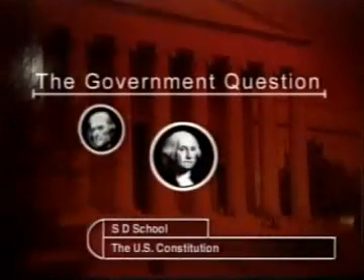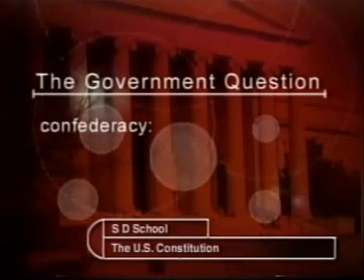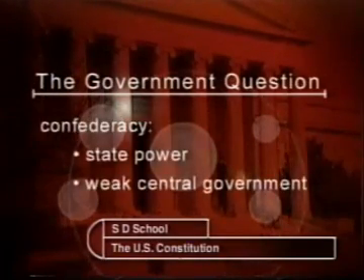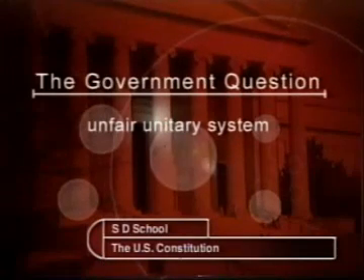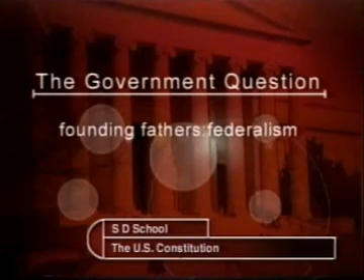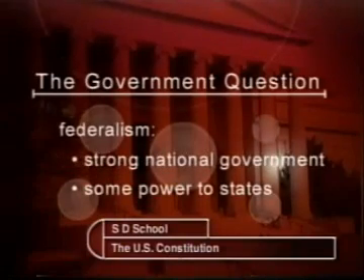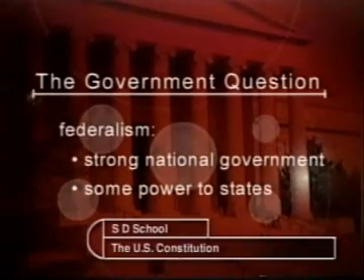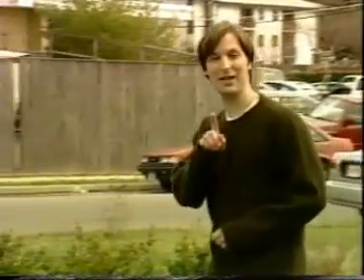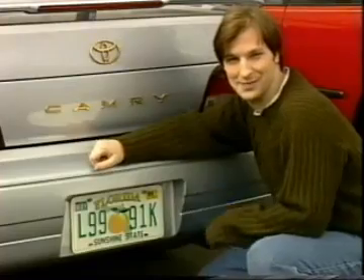One of the main questions facing the Founding Fathers was what type of government to set up. They had just had a bad experience with the Confederacy, which concentrated power in the states with a weak central government, and they were still smarting from the unfairness of the unitary system they had dealt with in England. What the Founding Fathers came up with was a system of government called federalism, which is sort of a combination of the two. Federalism calls for a strong national government, but still leaves some power in the hands of individual states. And so the states were bound together under a strong national government, but still had some specific powers reserved just for them. Including, but not limited to, choosing their own license plate slogans.